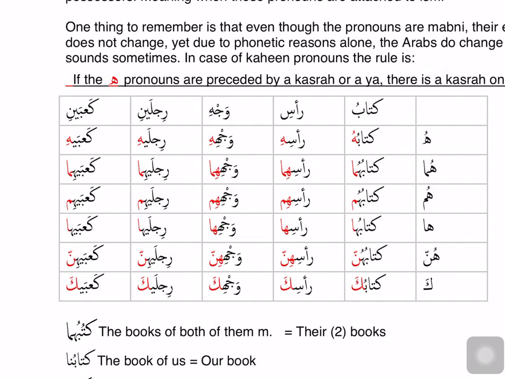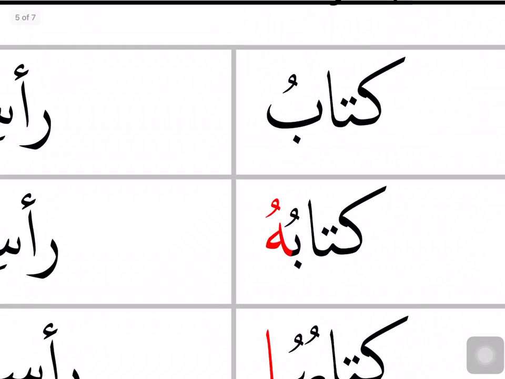When will that be? So you see, you start getting good at recognizing these pronouns. When you recognize a pronoun, for instance, in this word, kitabuhu, I see my attached pronoun hu. Whenever I see an attached pronoun in any word, I look at the word it is attached to. In this case, it is attached to the word kitab.